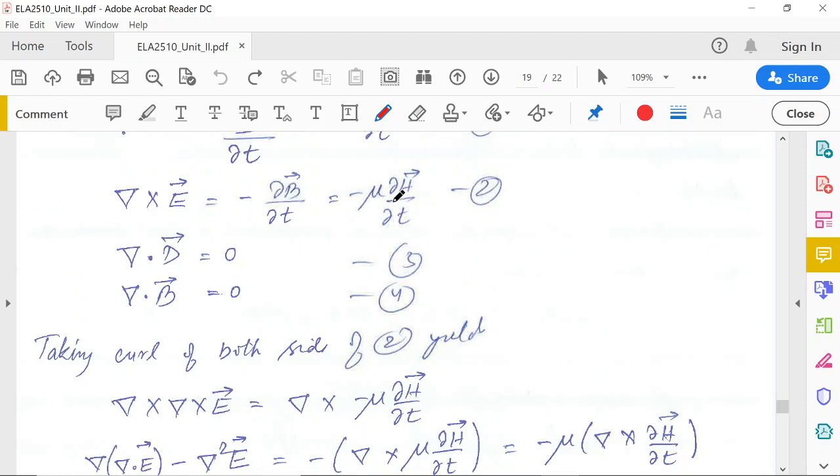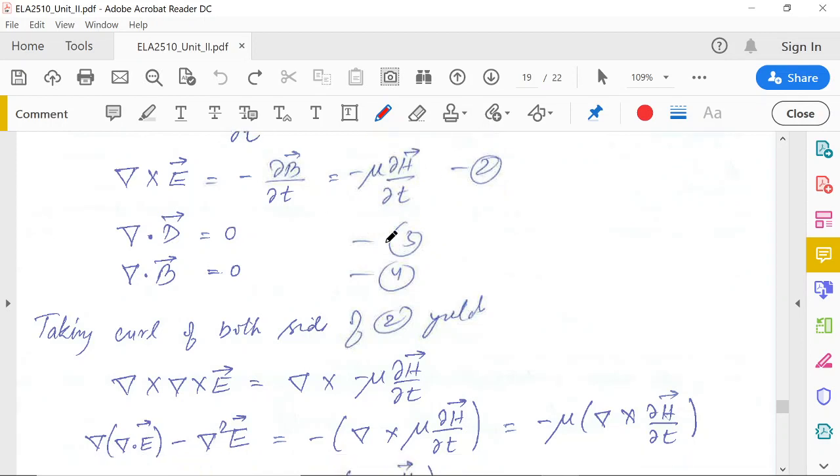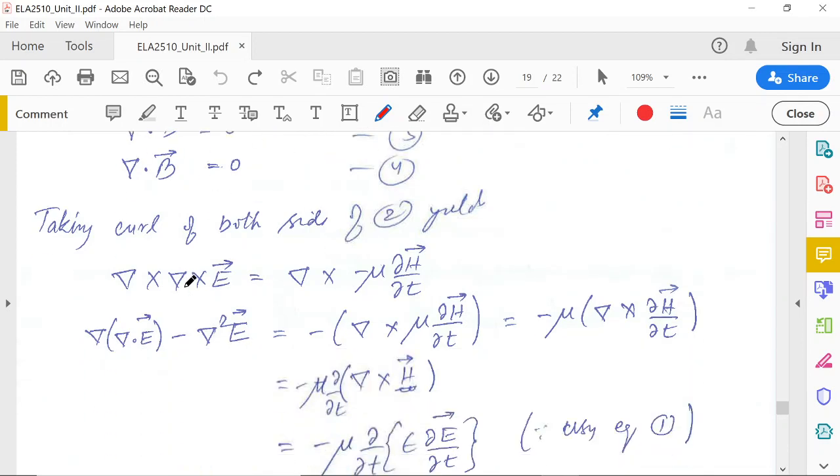We start with taking the curl of both sides of the second equation. Del cross E equals minus del B over del T, which equals minus mu del H over del T. Now using the identity here, you can split this into two terms. Here you have the gradient of divergence of E minus Laplacian of E. You can use the identity as we already know.